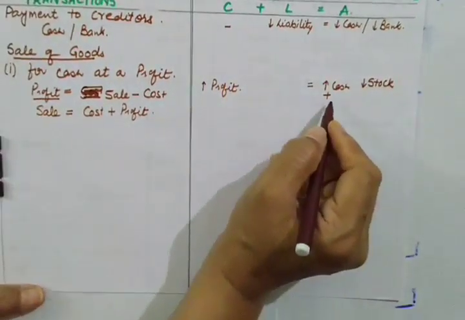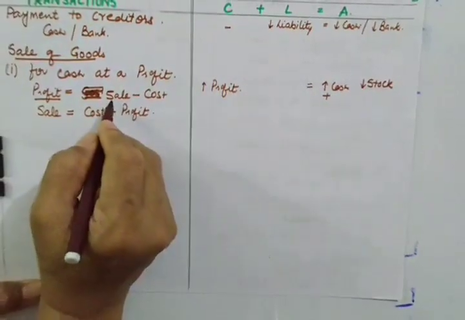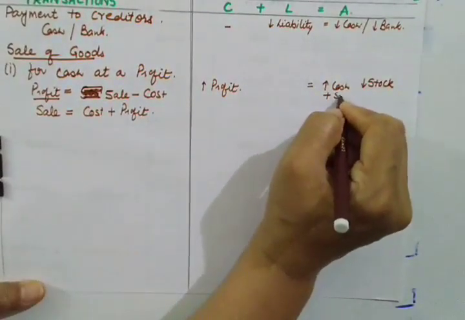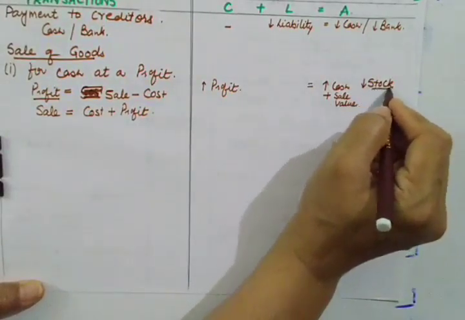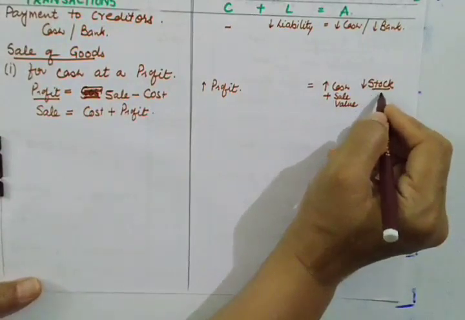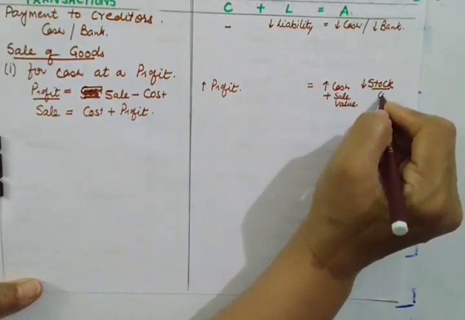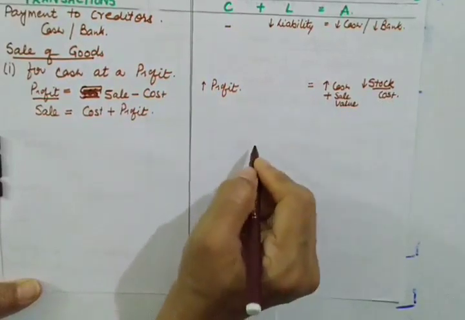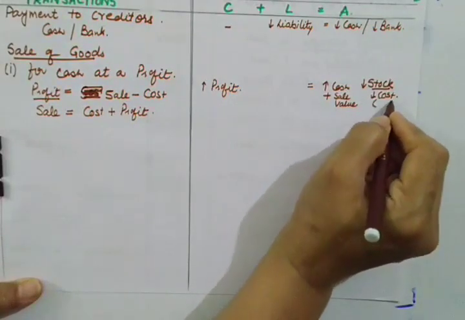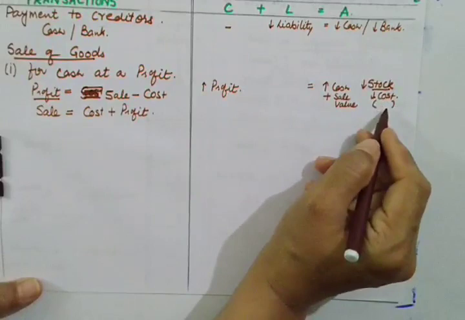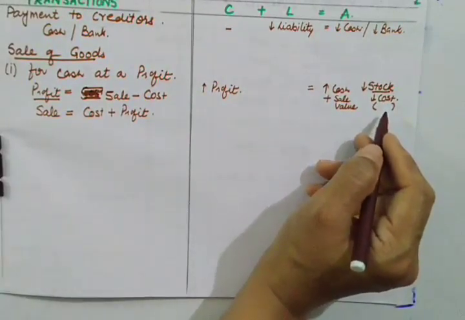Now the point is, you need to be very careful while recording it, because your cash will increase with the sale price, sale value, but because your stock is always valued at cost or market price, whichever is less, you will reduce your stock by cost. So stock will reduce by cost. Here the stock will be deducted at the cost price. I hope this particular transaction is clear to you.